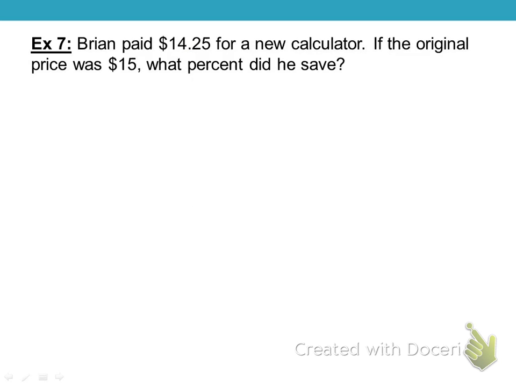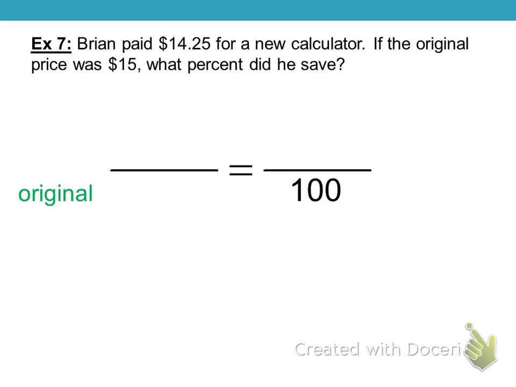Example 7 says that Brian paid $14.25 for a new calculator. If the original price was $15, what percent did he save? So that's like asking for the percent of the discount. If we want the percent that was taken off to end up over here, what do we need here?